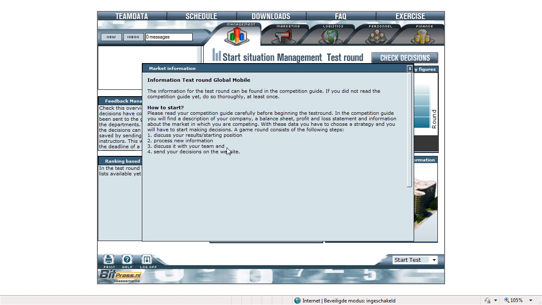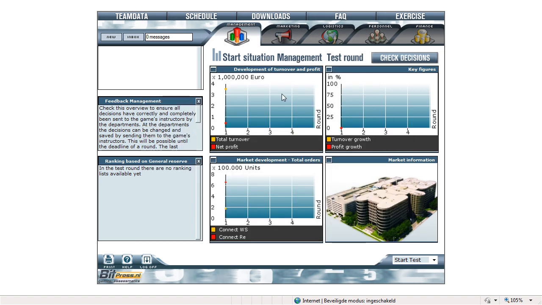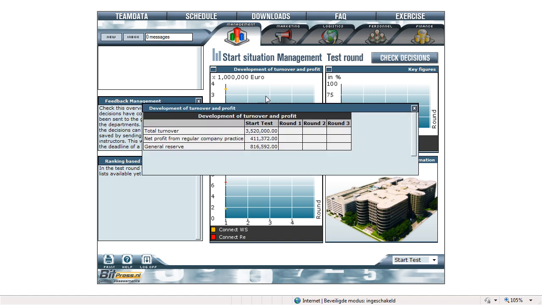In the competition guide you will find a description of your company, a balance sheet, profit and loss statement and information about the market in which you are competing. You'll find the starting situation of a round in graphs. When you click on a graph, a table appears. When you position your mouse over a word in the table, an explanation of the economical term will appear on the screen.